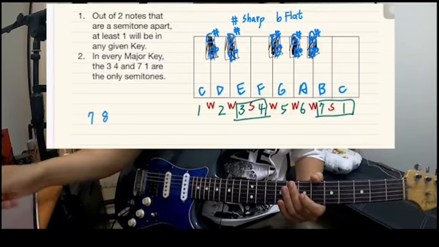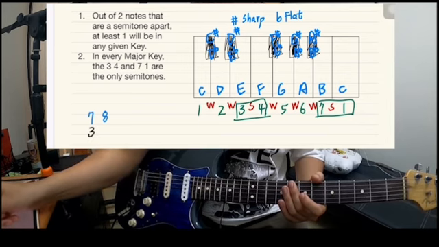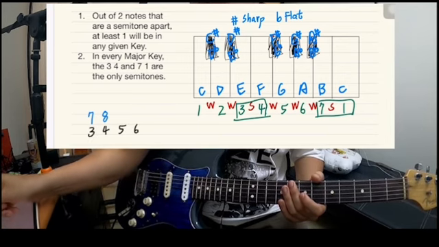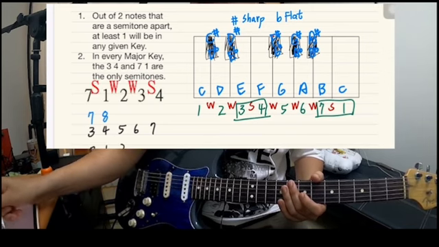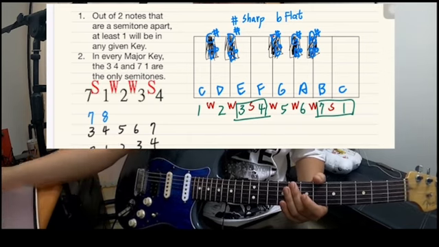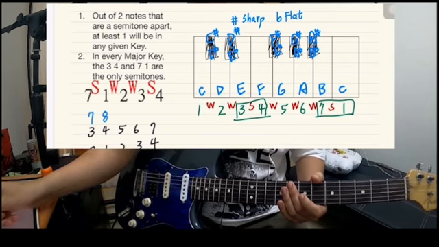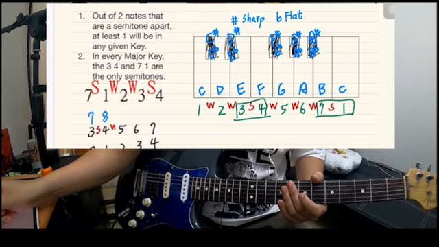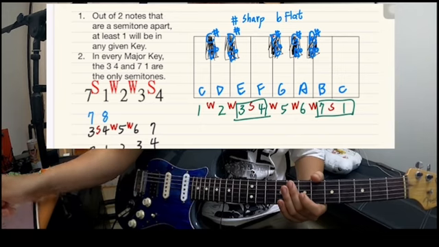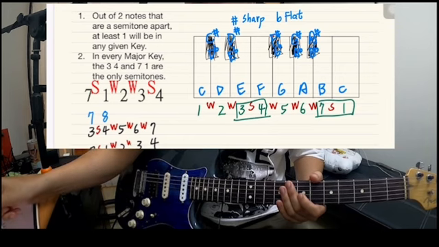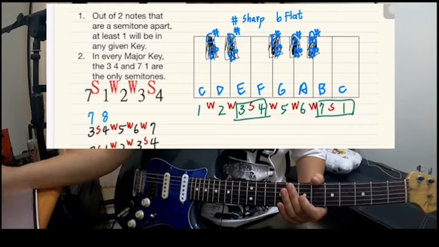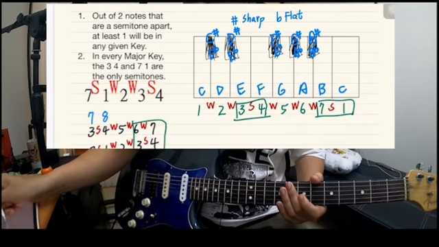So what we can do is we can try to write out this is 3, 4, 5, 6, 7. This is either 3, 4 or this is 7, 1, 2, 3, 4. All right, so normally 3 to 4 would be a semitone, 4 to 5 would be a whole tone, 5 to 6 would be a whole tone, 6 to 7 would be a whole tone. 7 to 1 would be a semitone, 1 to 2 would be a whole tone, 2 to 3 whole tone, 3 to 4 would be a semitone. So the difference happens over here.